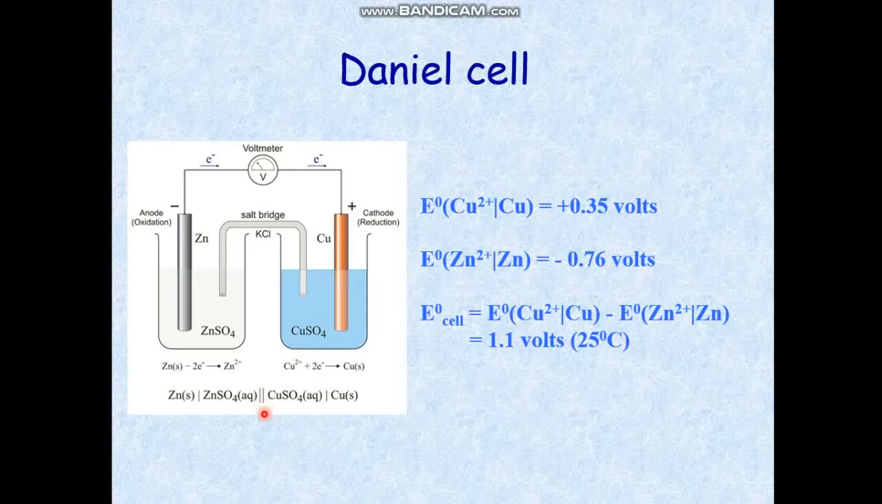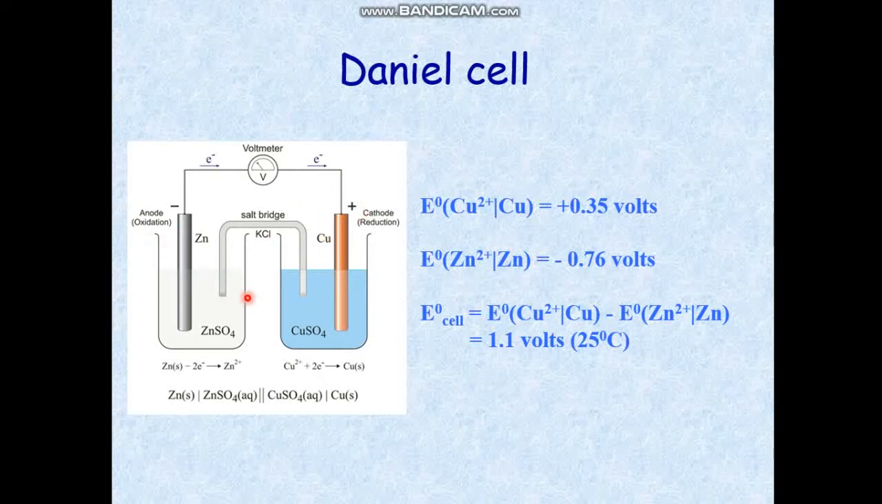Now, what about the standard electrode potentials of these 2 half cell reactions? In the case of zinc it is minus 0.76 volt, and in the case of copper it is plus 0.35 volt. The way of calculating the overall electrode potential of this complete cell is the electrode potential of the cathode minus the electrode potential of the anode. That means the right hand side minus the left hand side. Electrons always flow from the anode to the cathode.